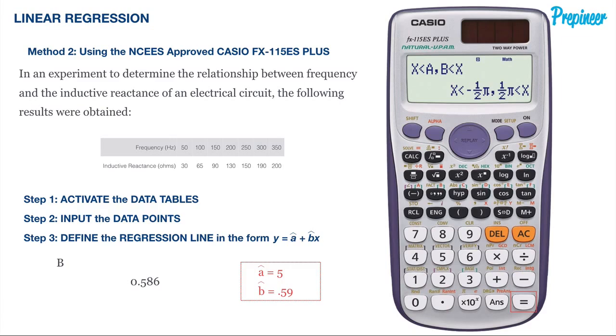0.586, which makes the equation of our regression line y is equal to 0.59x plus 5.